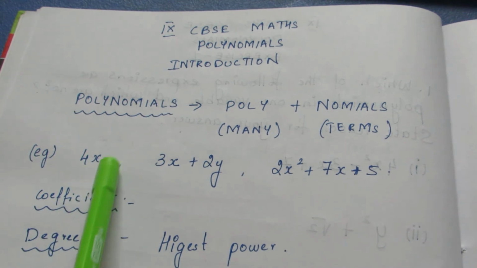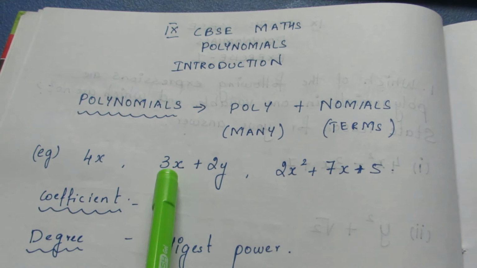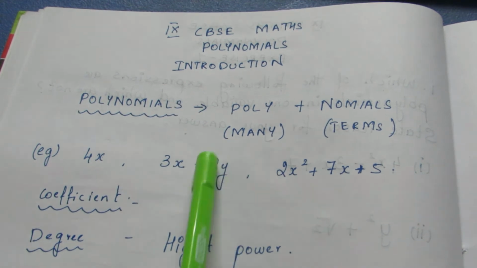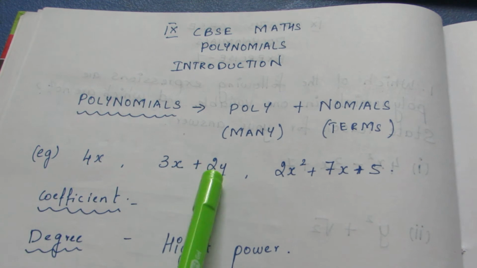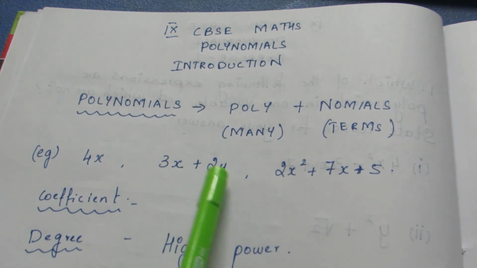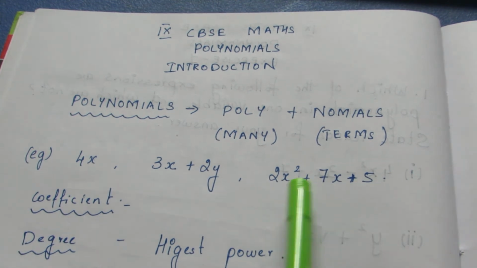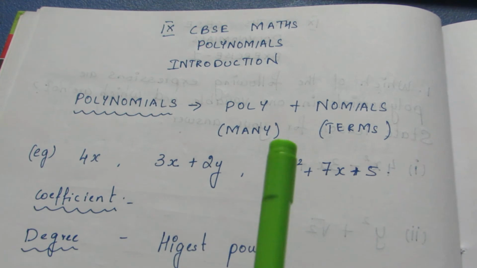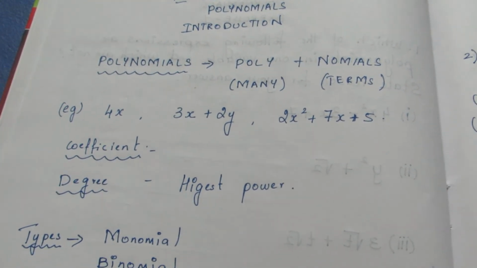For example, we can write 4x. This is only a single term. Here it is 3x plus 2y, so two terms. In multiplication, they are considered to be a single term, so this is a single term and this is a single term. So here it is two terms. 3x plus 2y is two terms. Here, 2x square plus 7x plus 5, there are three terms. So many terms join together to form a polynomial. It can be a single term or many terms.